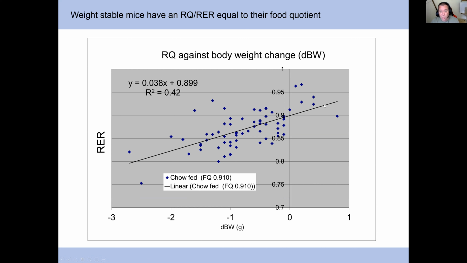So if we regress our change in body weight during our calorimetry run for our mice against our respiratory exchange ratio, we can see what the intercept would be if the mice were weight stable for 24 hours. And indeed, we can see it pretty much is the same as the food quotient. The food quotient of this diet is 0.91, and our regression cuts the y-axis here at 0.9, so almost the same. And that's within the margin of error for our data.